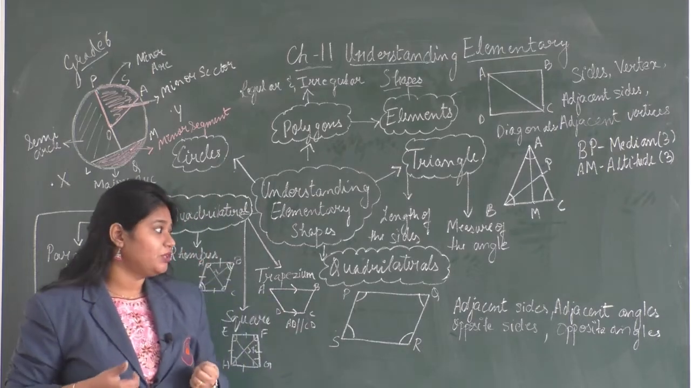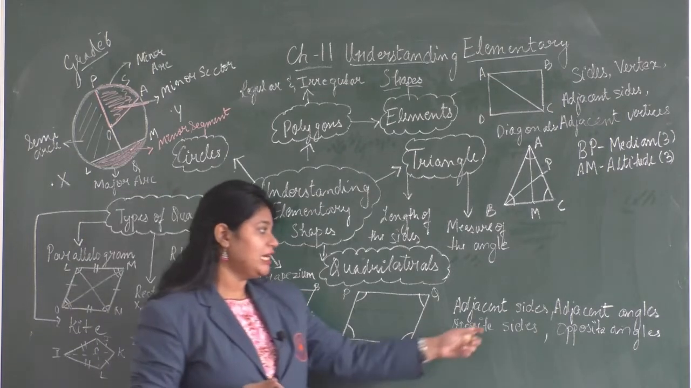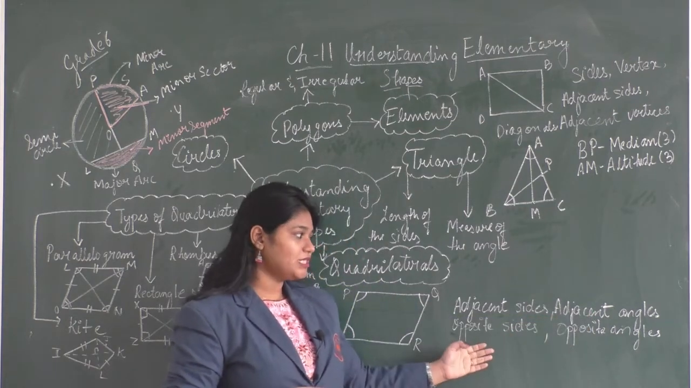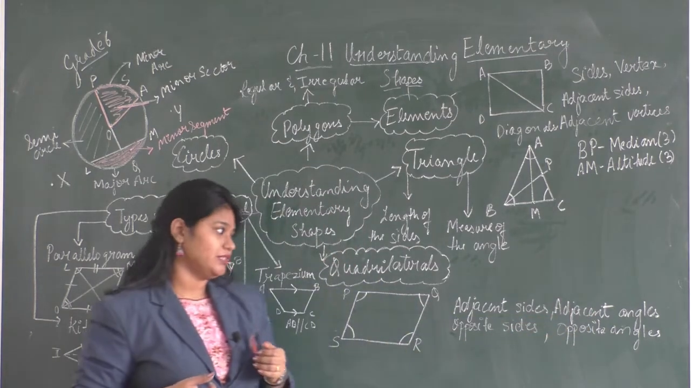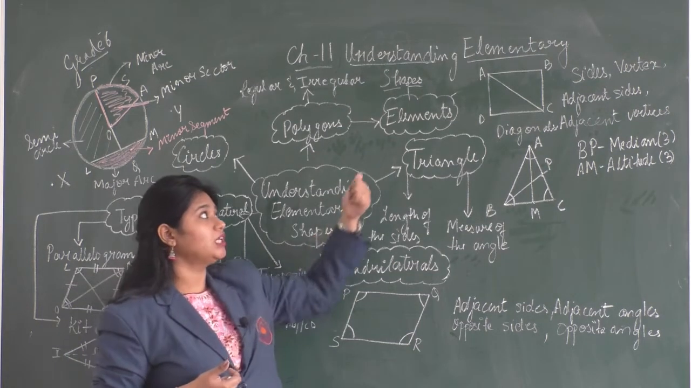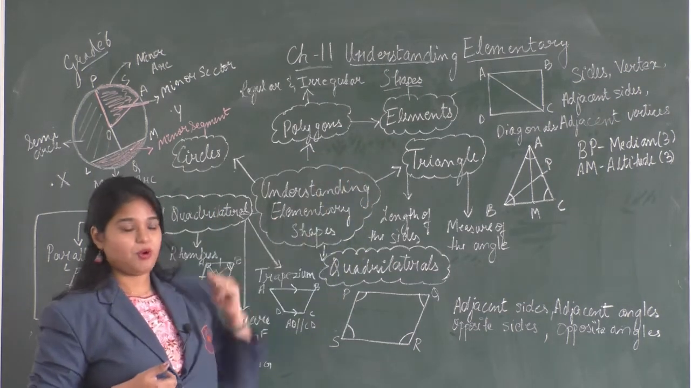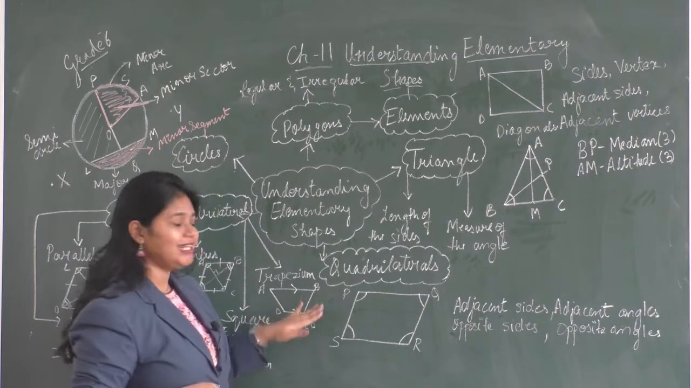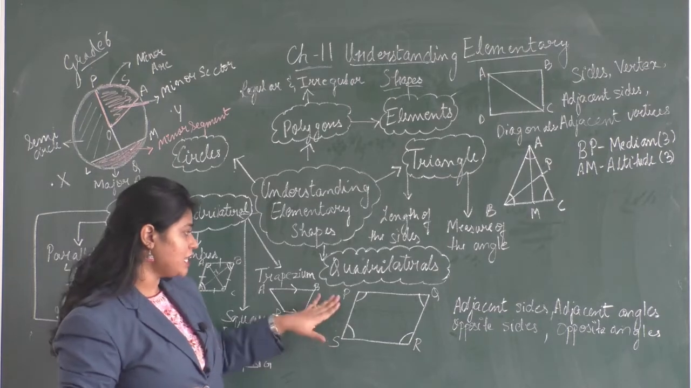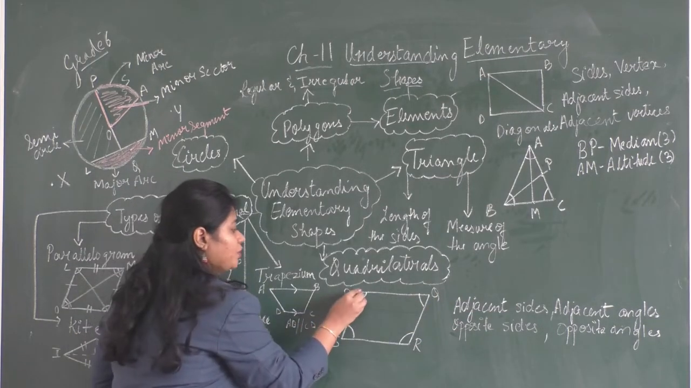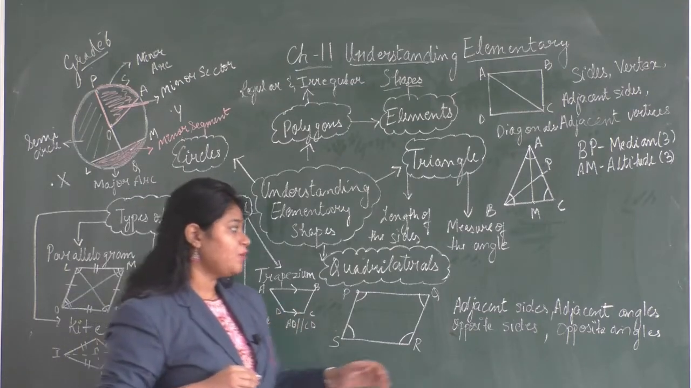We learned about the elements of a quadrilateral, that are adjacent sides, adjacent angles, opposite sides and opposite angles. Now what are adjacent sides? It is similar to what you learned under the elements of a polygon. Adjacent sides have a common vertex. So here an example of adjacent sides is side PS and side PQ. They have a common vertex P.